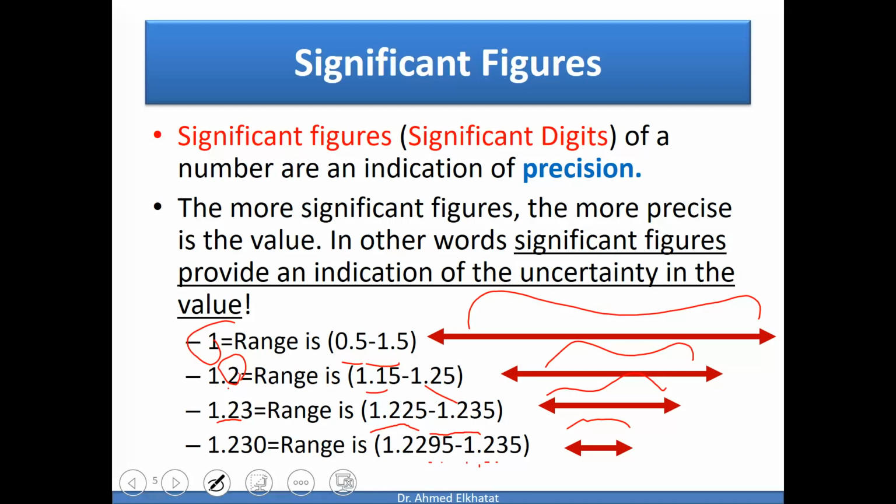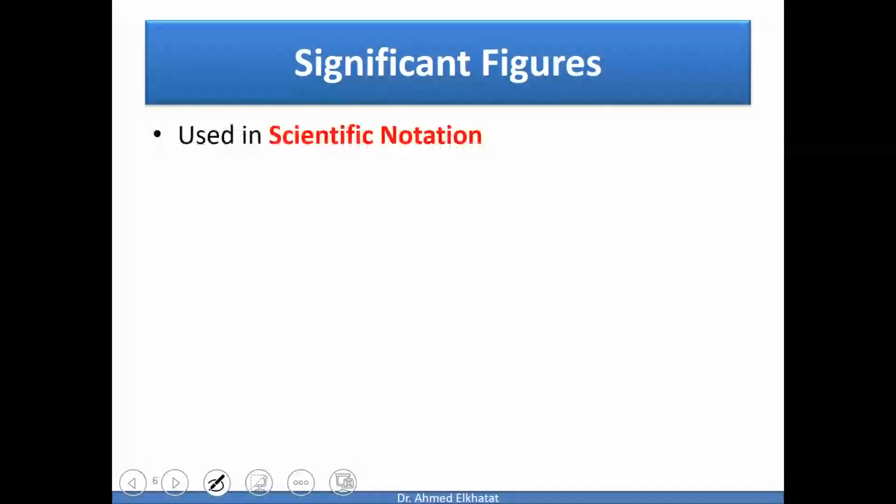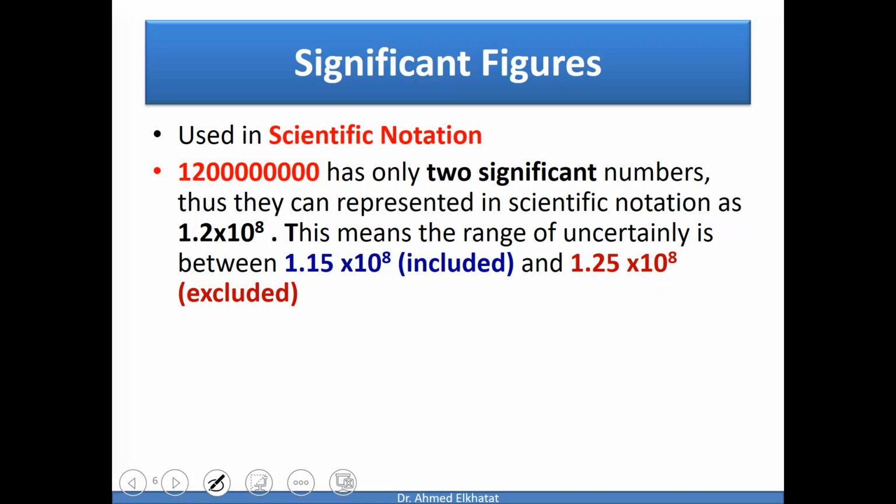Okay, so 1 means you are not sure about this value. This value may be 0.5, maybe a range between 0.5 and 1.5. Okay, so it's also used in scientific notation. So for example, you have this value.